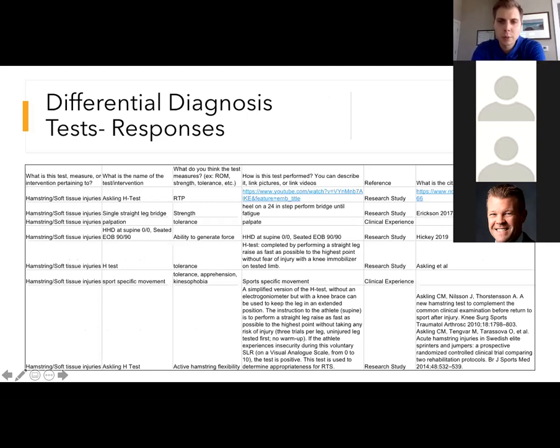So is anybody doing a modified version of the Askling in acute or differential diagnosis at all, or is everybody basically reserving that for return to play? I can open that up to anybody now.